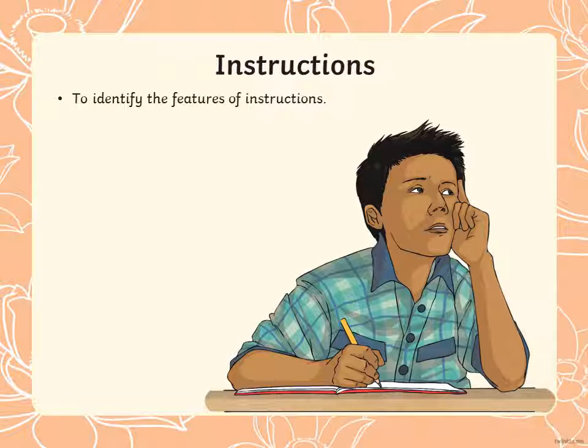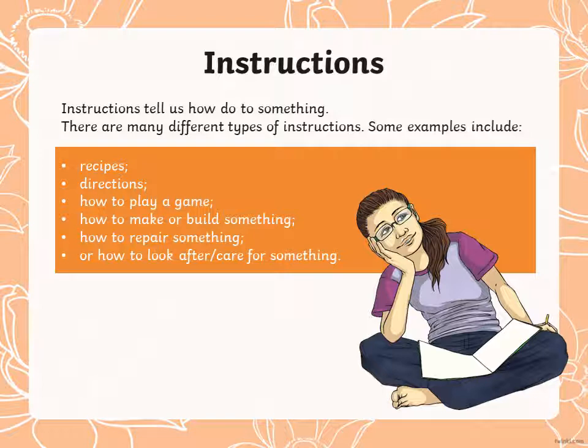Today we're going to identify the features of instructions. Instructions tell us to do something. There are many different types of instructions. Some examples include recipes, directions, how to play a game, how to make or build something, how to repair something, or how to look after or care for something. You might read instructions for lots of different things, and I'm sure you have been recently.